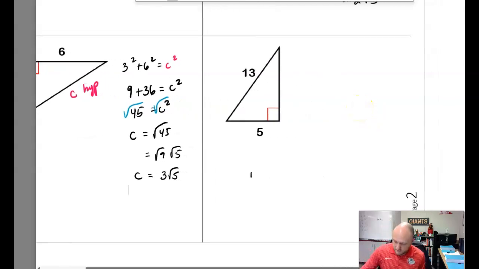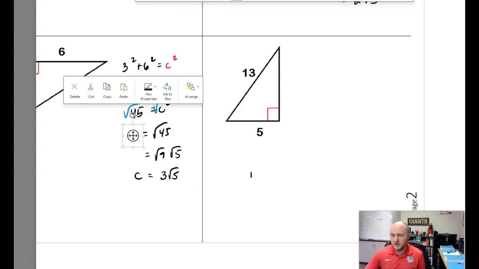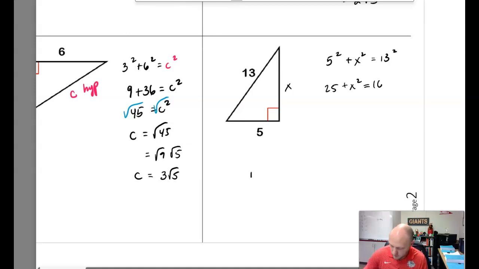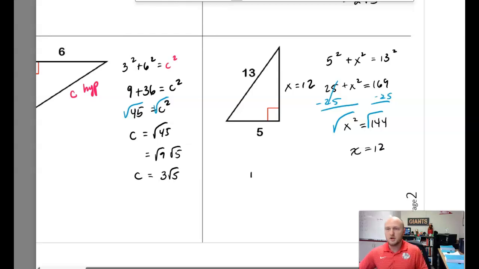Okay, last example. Ooh, we've got a 13 here. All right, hopefully you tried this one. If not, please pause me again. For this example, your setup is going to be 5 squared plus x squared, this is a missing leg, is equal to 13 squared. So we get 25 plus x squared is equal to 169. I'm going to isolate my x by removing the 25 from each side, and so we get x squared is equal to 144. I'll take a square root, and 144 is perfect. So x is equal to 12.